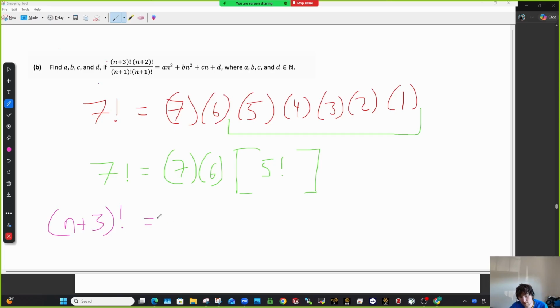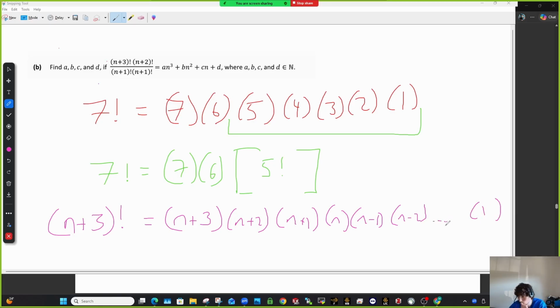And you could start multiplying it back down, right? So that would look like n plus 3 multiplied by n plus 2 multiplied by n plus 1 multiplied by n. Do you see what's going on? I just have to keep multiplying all the way down, dot, dot, dot, multiplied by 1. It'll go all the way down to 1. But this is what you can do here. This is what's pretty smart.